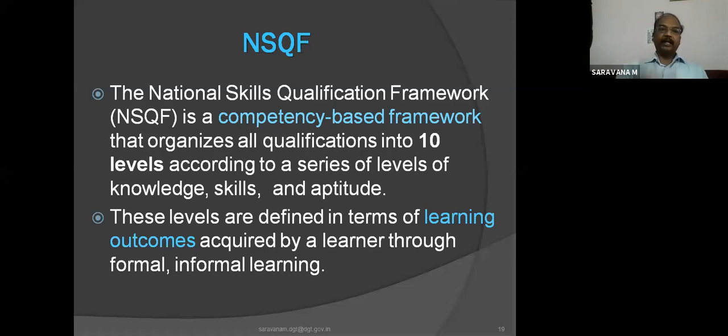And for general and specific lessons also, we are following this Bloom's taxonomy, cognitive, affective, psychomotor also, based on this learning outcome. They have called them objectives, that is instructional objectives. We are calling it learning outcome. Both are the same. So these levels are defined in terms of learning outcomes acquired by a learner through formal and informal learning.